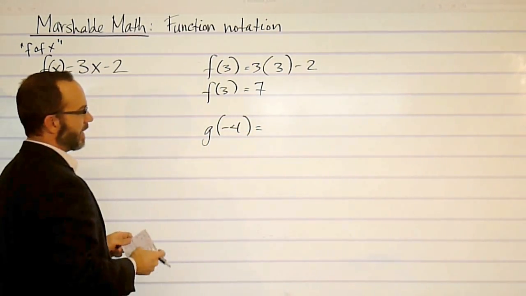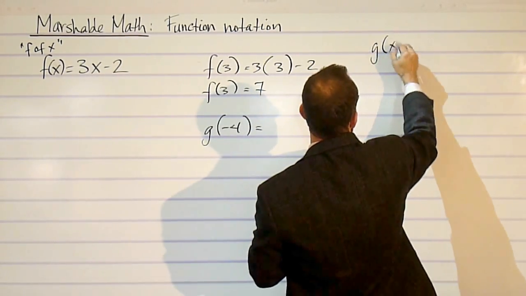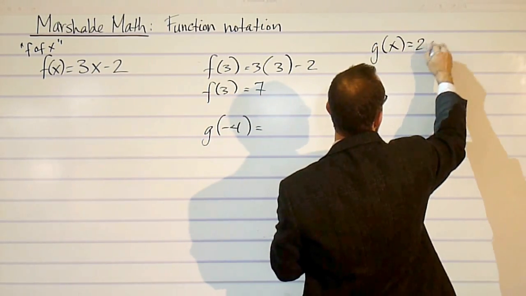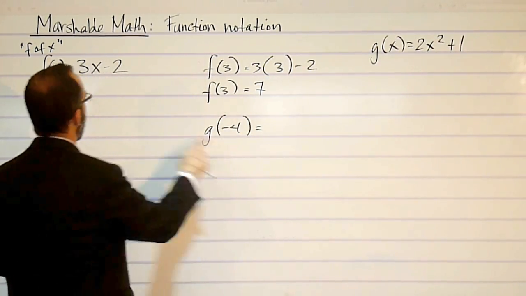Oh, I need to go back to the g. Oh, I erased it. Rats. Let me write that back up here again. g of x is equal to 2x squared plus 1. So g of negative 4, I know I don't want this one.